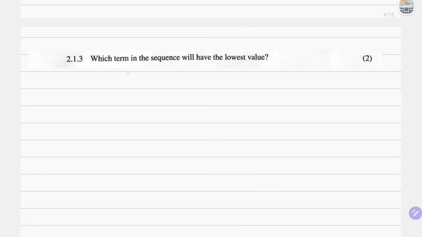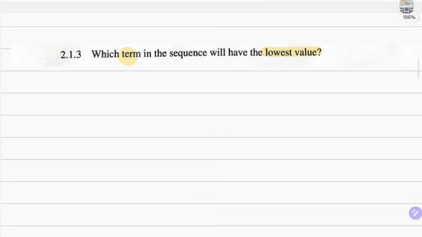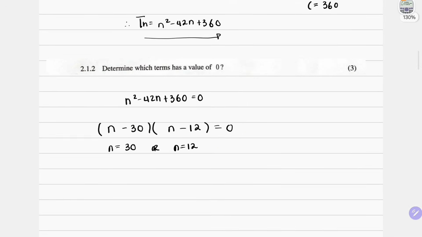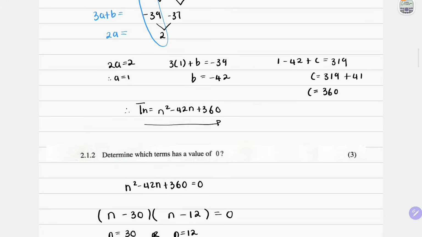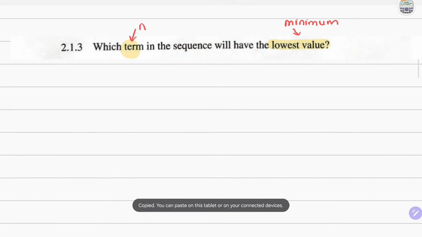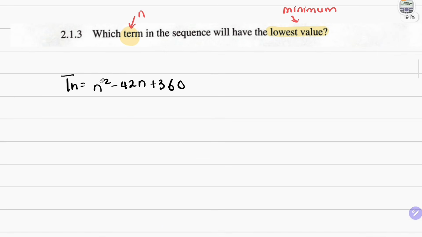Question 2.1.3 says, which term in the sequence will have the lowest value? So which term, meaning we're finding the value of n where we will have the lowest value, or in other words, the minimum value. So how do we find the minimum value? In this case, this is a quadratic pattern. So it has a Tn formula that is a quadratic expression.